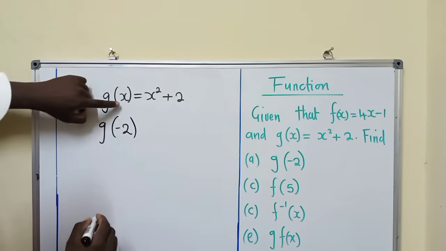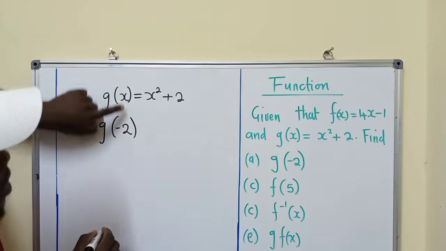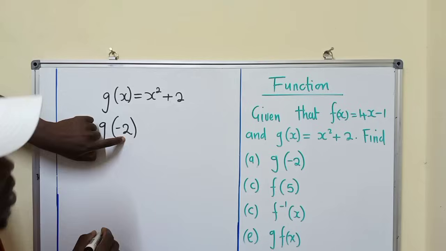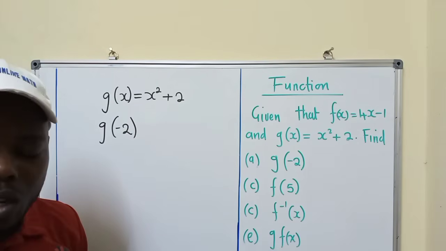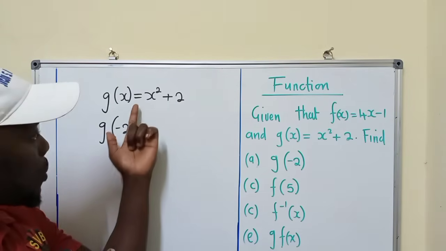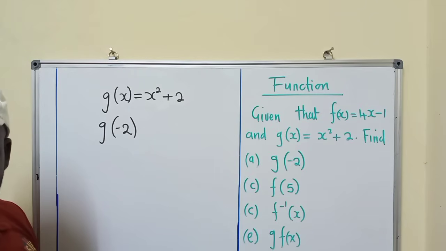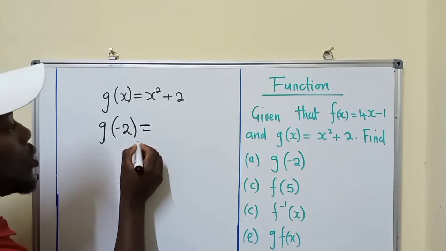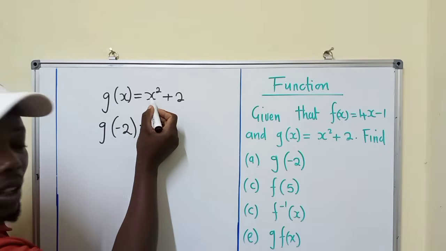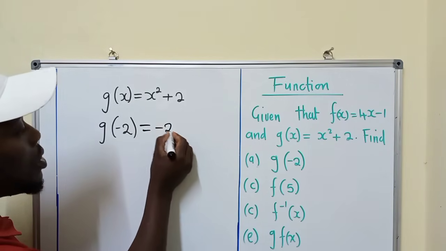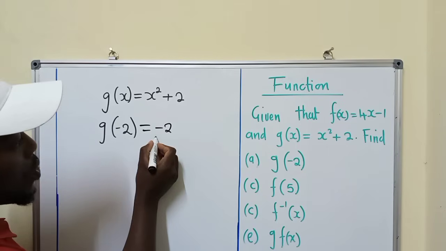You see, what is here? It's x. And what is here? Negative 2. So what conclusion can you make here? What do you think we're supposed to do this side? The g(x) is equal to... Now, where there is x, we substitute. We're going to put negative 2.